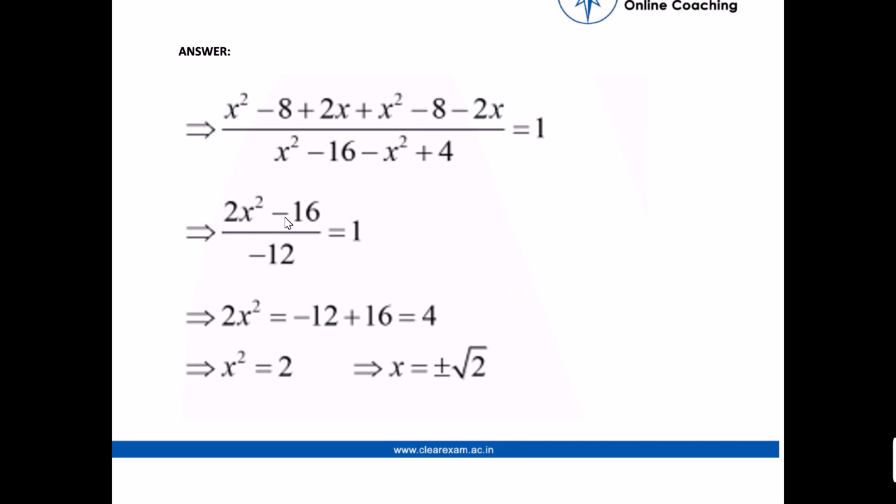We simply put the values. We cancel x square here and add here. We solve this and get (2x² − 16)/(−12) equals 1. We get 2x² equals −12 plus 16, which is 4, so x² equals 2 and x equals plus or minus √2. This is our answer. Thank you.